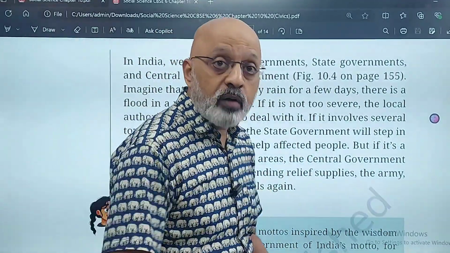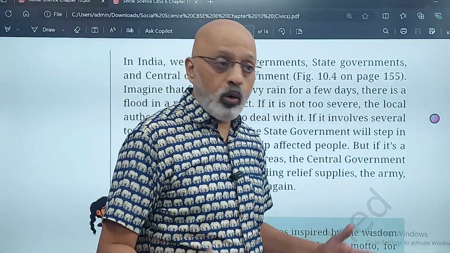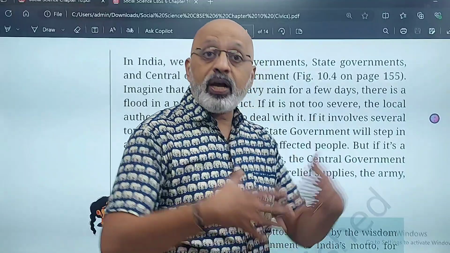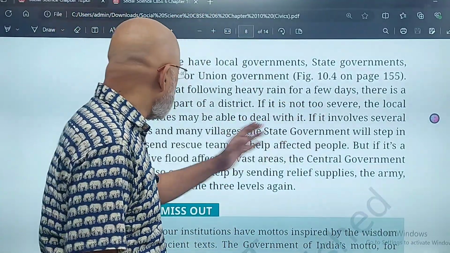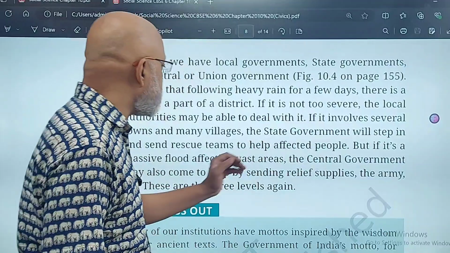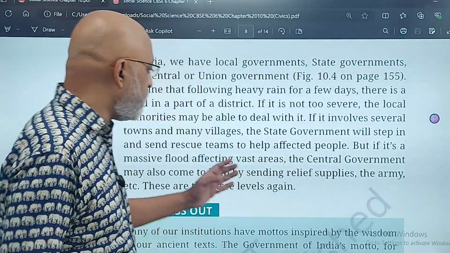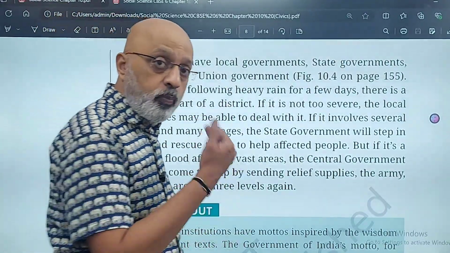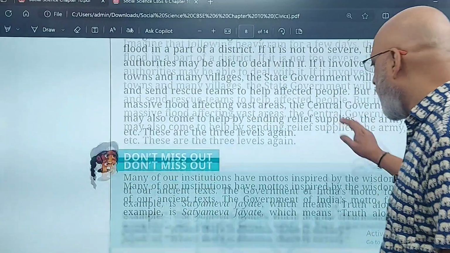लेकिन अगर जैसे वायनाड में लैंडस्लाइड, जैसे सुनामी हुआ था तमिलनाडु केरला में, उतना बड़ा हो, then the national disaster response force will also come in. Then it becomes like a national calamity. So if it involves several towns and villages, the state government will step in. But if it's a massive flood affecting vast areas, the central government will also send relief supplies, army. These are 3 levels again. I hope these 2 examples के साथ आपको पूरी तरह से समझ में आ गया है.